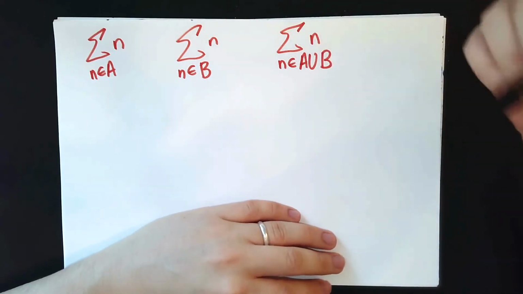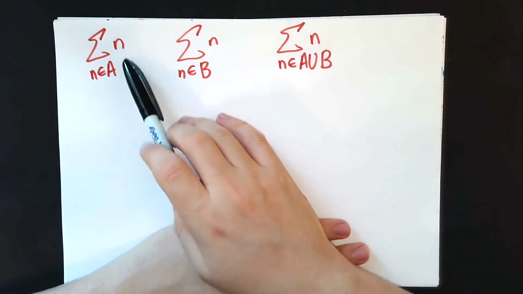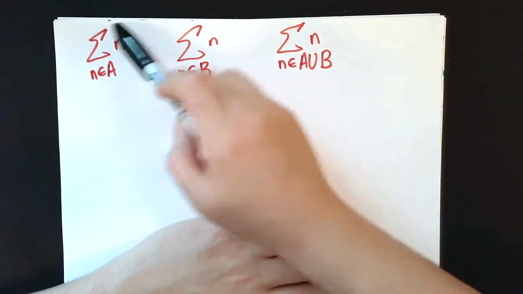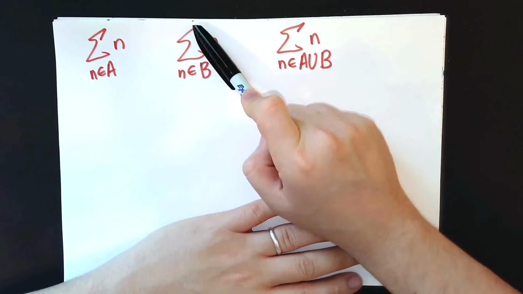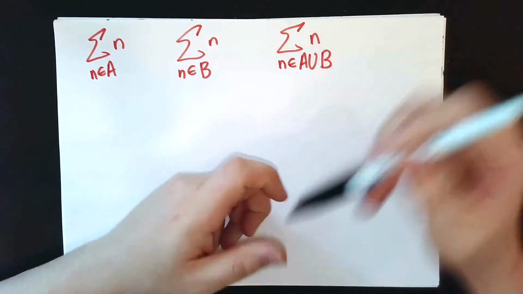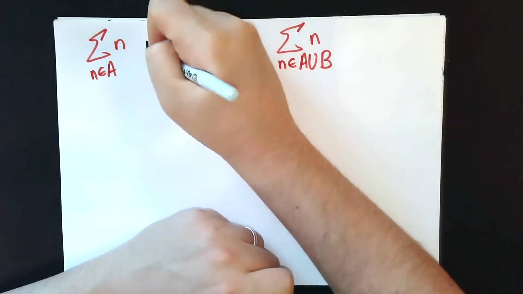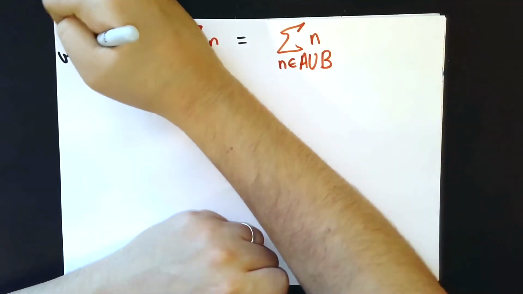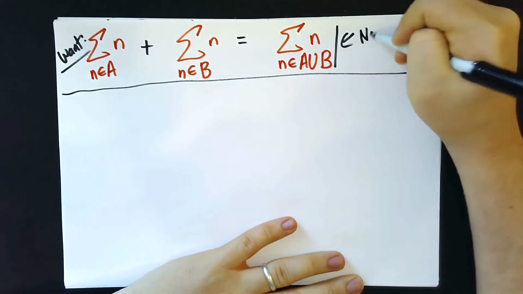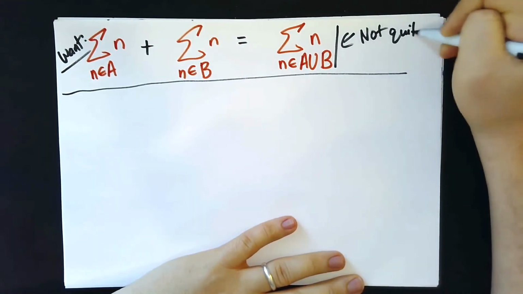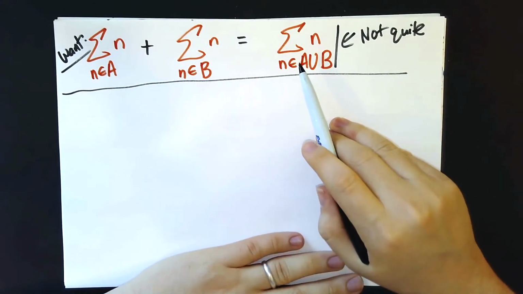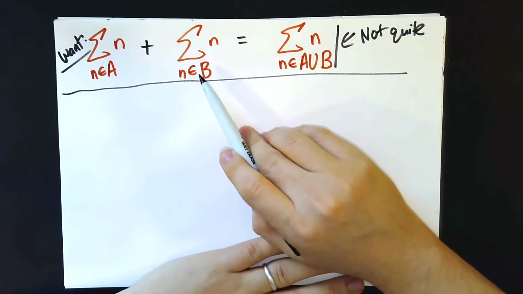Well, I think it's pretty reasonable to say that I actually want it to be true that if I add all the things in A and all the things in B, I get the same thing as if I add the things in A union B. That is, I want this to be true. Now, unfortunately, this isn't quite true, and if you squint at it for a second, you'll realize why. The reason is that A and B might have elements in common.